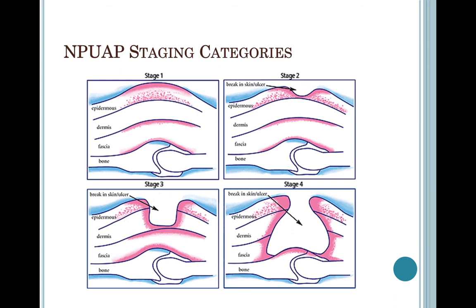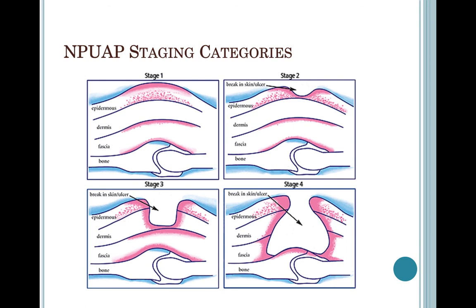A stage 2 pressure injury is partial thickness, so it involves the epidermis, but the dermis is intact. In a stage 3, it's a deep partial thickness injury. So stage 2, superficial partial thickness, epidermis only. Stage 3, deep partial thickness, epidermis and part of the dermis, but the underlying subcutaneous tissues are intact.